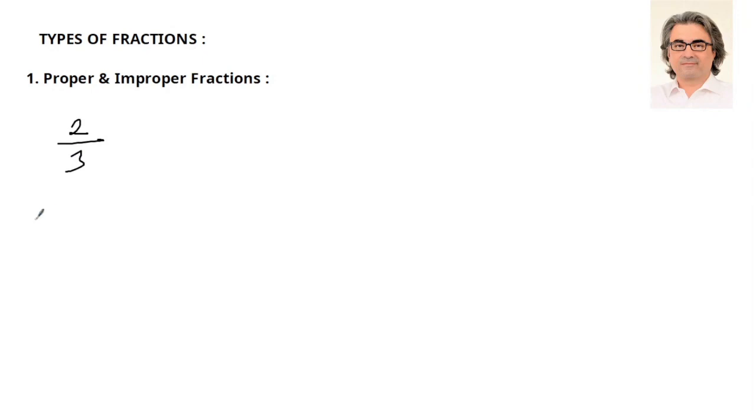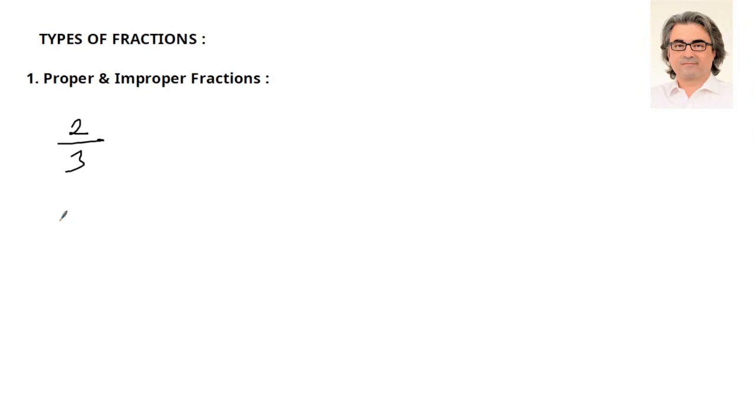So, a proper fraction is a fraction whose numerator is less than its denominator. Okay, so 2 over 3 is a proper fraction. It's enough to be a proper fraction for this definition. Now, what about an improper fraction? An improper fraction is a fraction which is the inverse of a proper fraction.